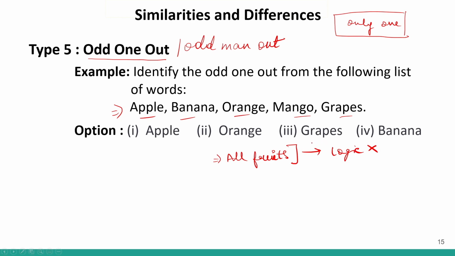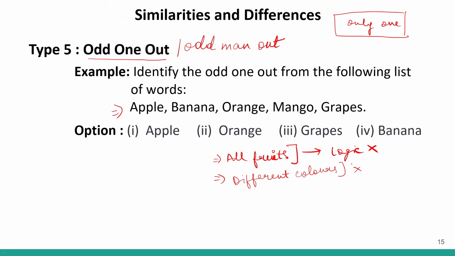Now let us look at some other logic. Let's look at the colors. Apple is red. Banana is yellow. Orange is orange. Mango is yellow. Grapes are green. Again, I cannot find a logic. All of these have different colors. Okay, there are two yellows, but everything else also has a different color. So this logic is also not used. So I can negate this logic also.